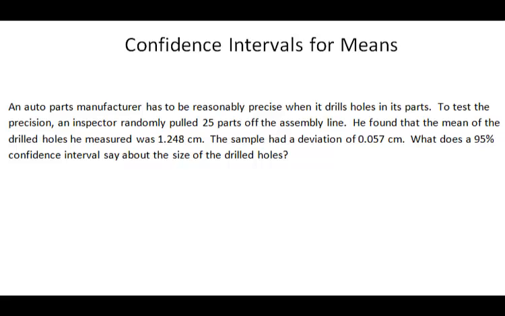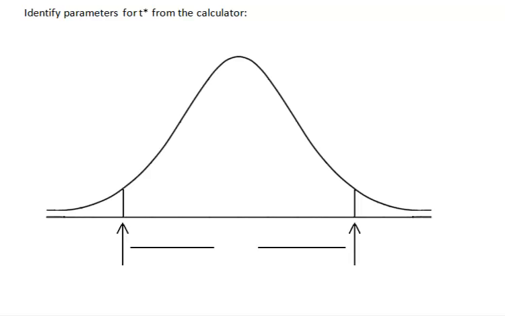Well, let's investigate this a little bit further. One of the things that we're going to need is T star. Since I like to find T star from the calculator, let's identify some of the parameters for this. Anytime that you're talking about T critical or T star, what you really want to think of in your mind is a normal curve, and you're trying to figure out exactly what is the percent confidence that you want between your interval. In this case, we're wanting 95.